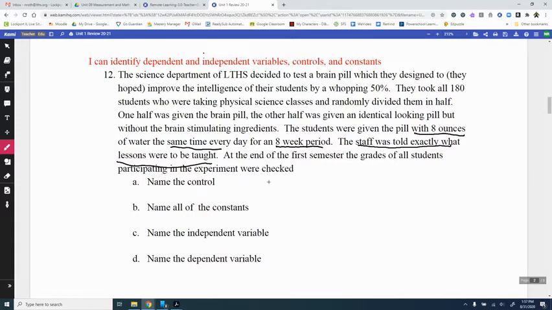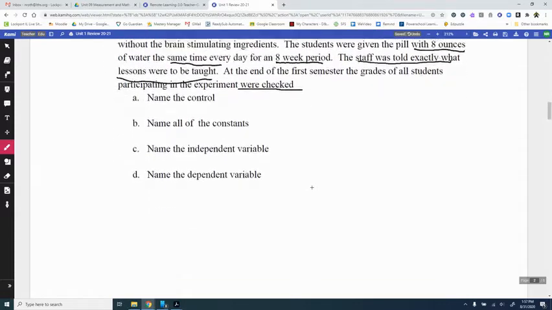It doesn't actually say exactly how they were checked, but whatever the results of them being checked were, that was our dependent variable, okay?